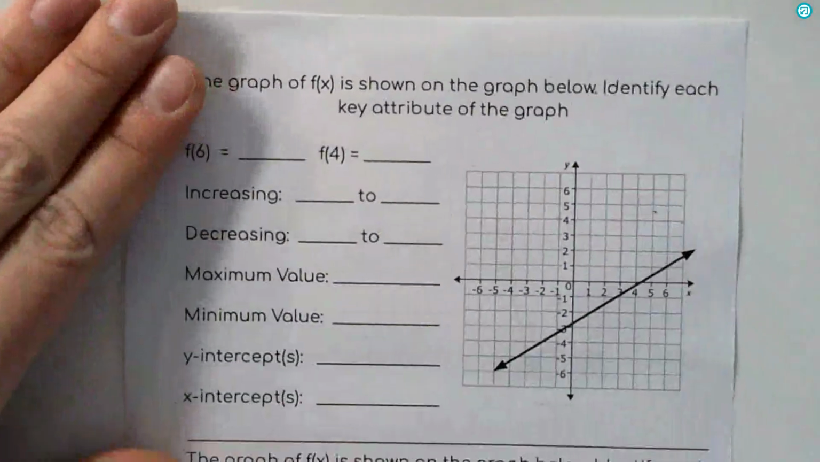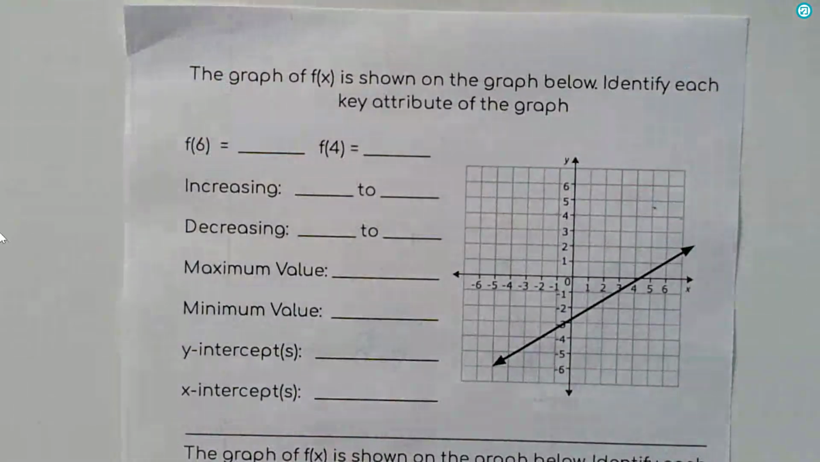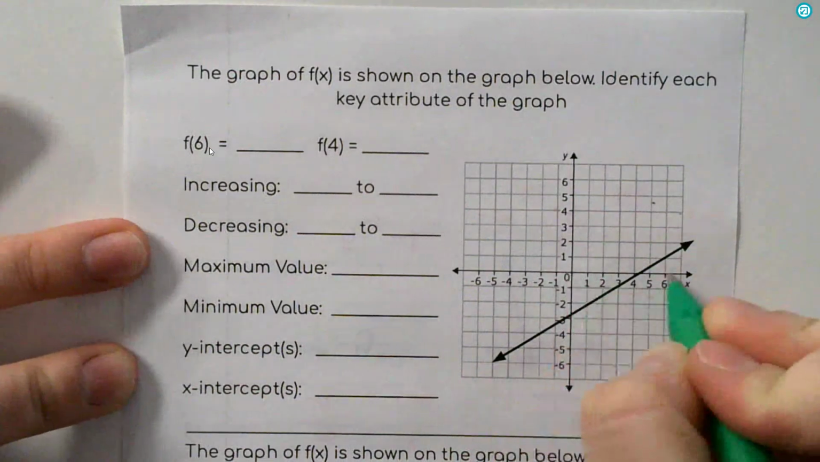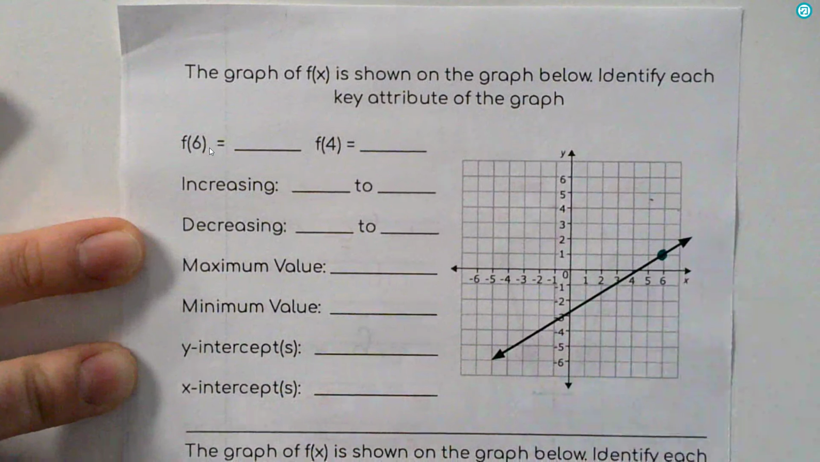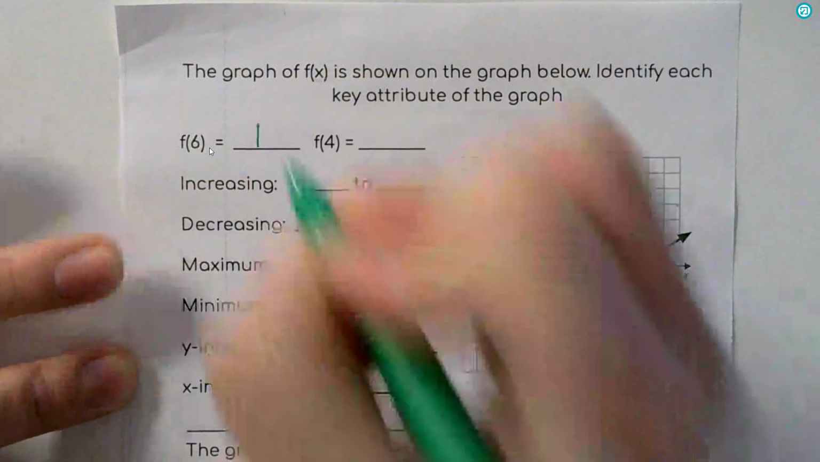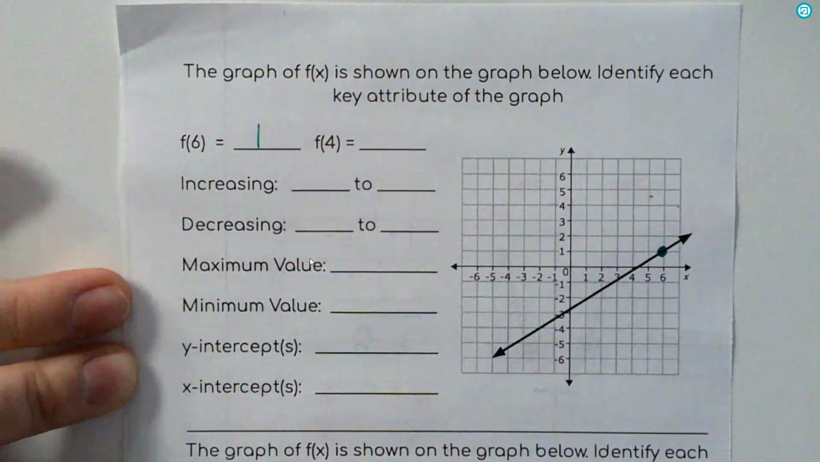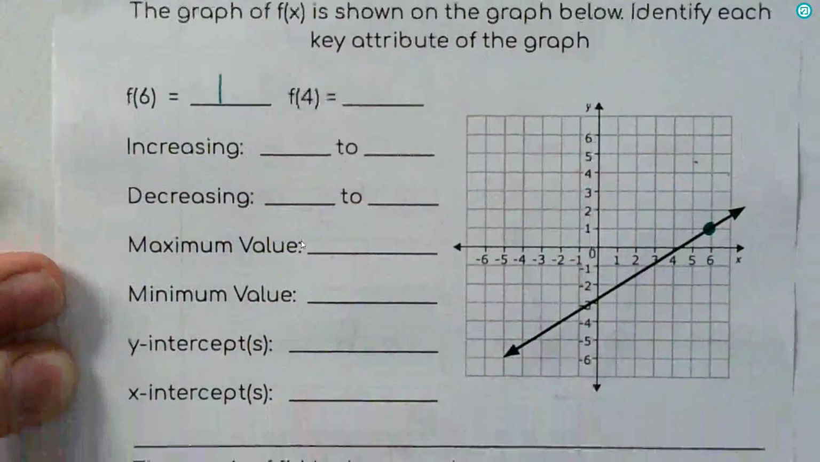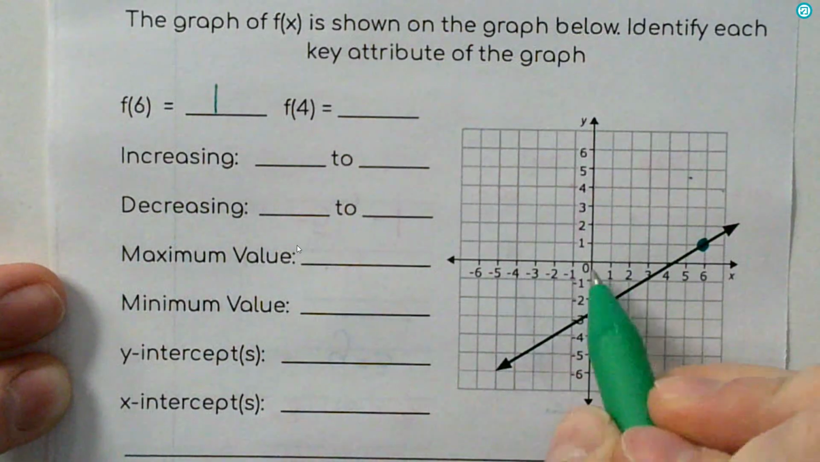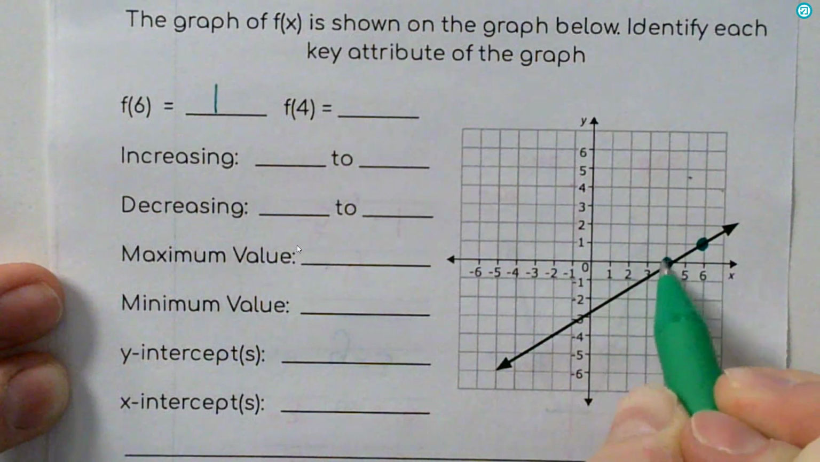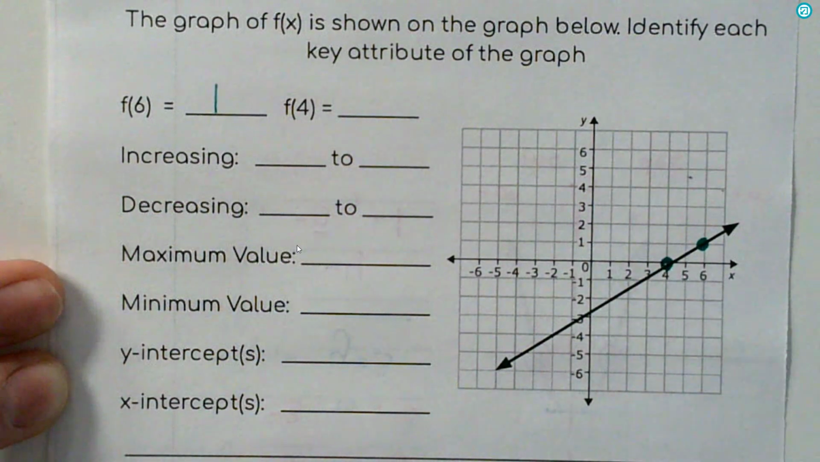The graph of f of x is shown on the graph below. Identify each key attribute. So this one, we are going to find f of 6. So f of 6, I go on my x-axis to 6, and I go up to my graph. My y value is 1. F of 4, I go on my x-axis to 4, my graph is right there. My y value is 0.